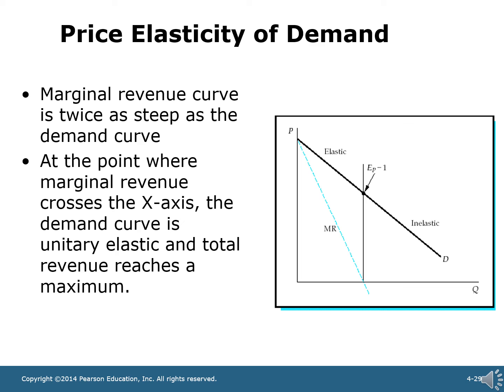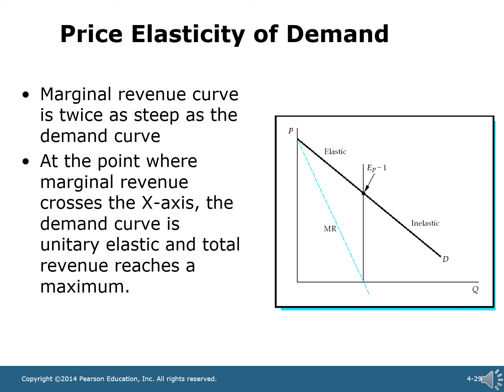But again, this just highlights that where the price elasticity of demand is elastic, so the upper end of the demand curve, the marginal revenue is going to be positive. And it's going to decrease all the way until we reach the unit elastic point. Again, that's what we saw when we had the total revenue curve on the previous slide. That was the peak of the total revenue curve.